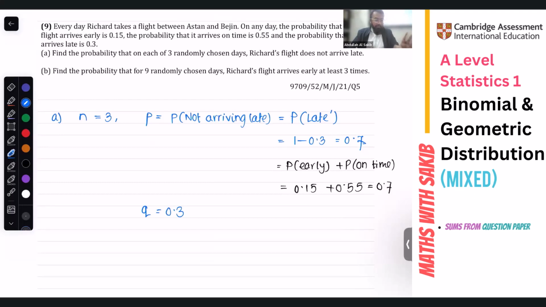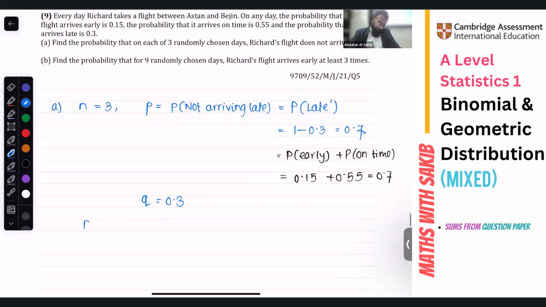Find the probability that on each of 3 randomly chosen days, Richard's flight does not arrive late. That means it was always either early or on time. So for the 3 days, it was early or on time, so X will be equal to 3. Now we are trying to find X equal to 3. That means out of 3 days, there will be 3 successes and 0 failures. So there is 0.7 to the power 3. The answer is 0.343.